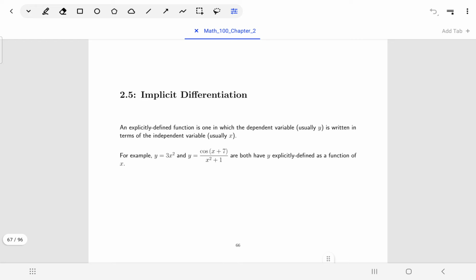Welcome back. In this section, we're going to start looking at implicitly defined functions and how to find derivatives of implicitly defined functions. Up till now, you've mostly looked at explicitly defined functions, like the ones on the screen, where y is written explicitly as a function of x. So I have y on one side and only things involving x on the other, like y equals 3x squared, or y equals cosine of x plus 7 over x squared plus 1. For both of these, I have y written explicitly as a function of x. I have it just as y equals and only things involving x on the other side.